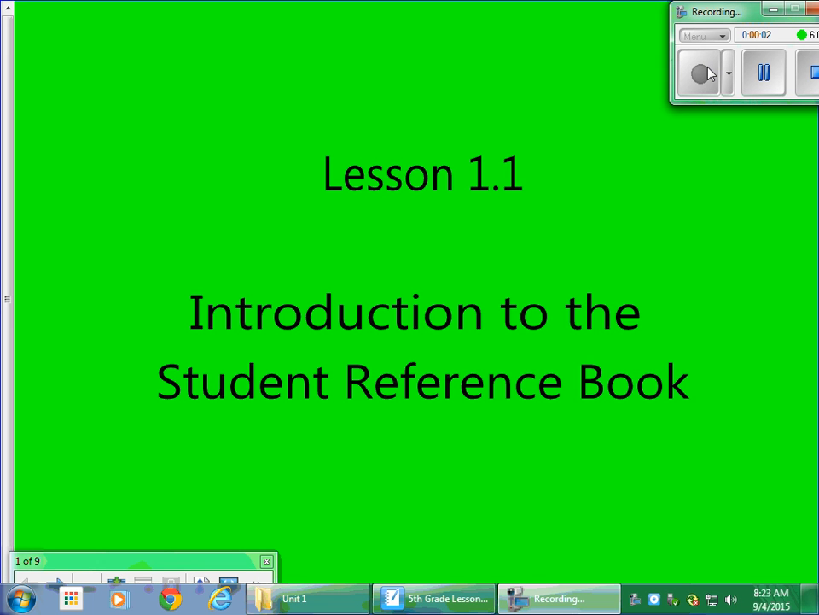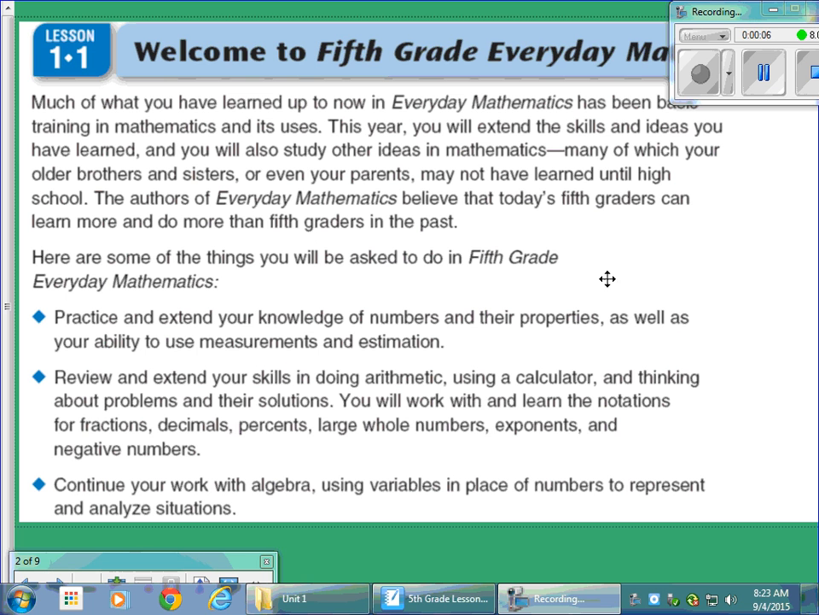All right, welcome to fifth grade. Here is Unit 1.1. Go ahead and take a look at page number 1 in your math journal and follow along with me.